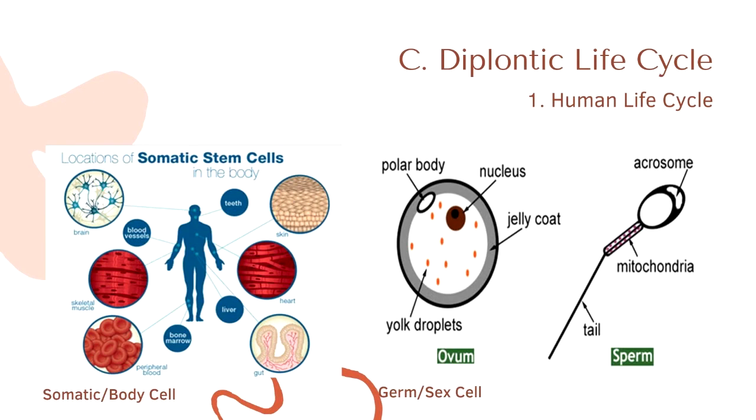As we presented from our earlier presentation, a higher complex organism could contain either somatic or body cells or germ or sex cells. In human beings, we are mainly comprised of the somatic or body cells. However, in our reproductive organs, we can find our sex cells.